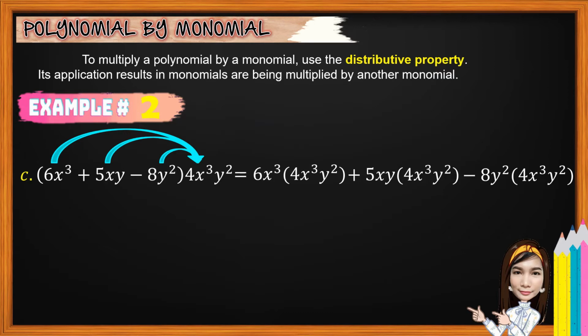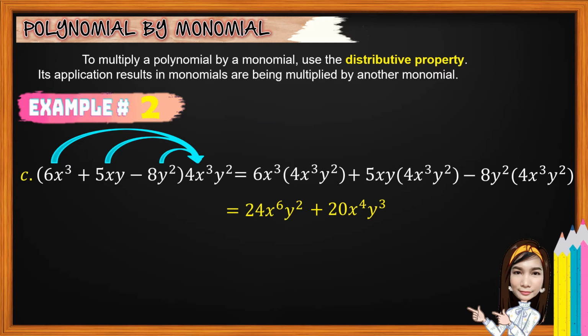So we have 6 times 4 is equal to 24. Then copy the same base x. Add the exponent 3 plus 3, we have 6. Then copy y squared. 5 times 4 is equal to 20. Then copy the same base x. Add the exponent 1 plus 3, we have 4.